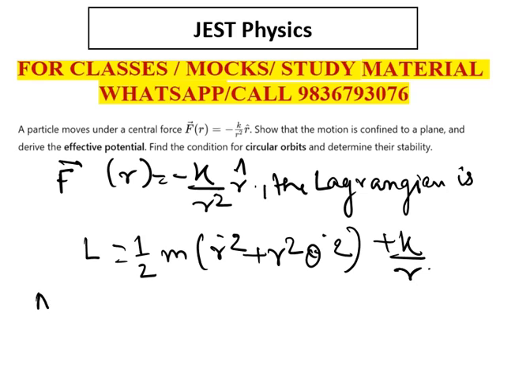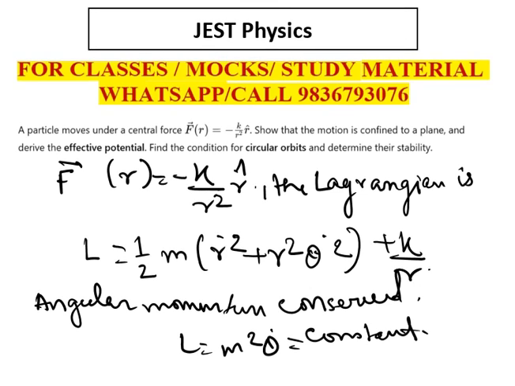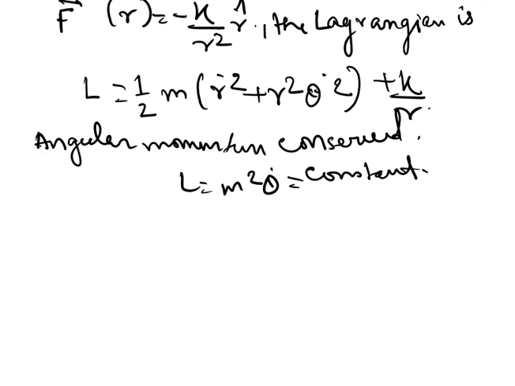Next we need to find the angular momentum conserved. So we know that L equal to m r square into theta dot equal to constant, right? So we will use the effective potential.